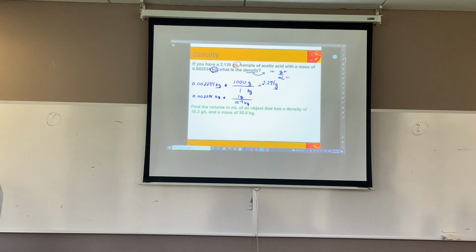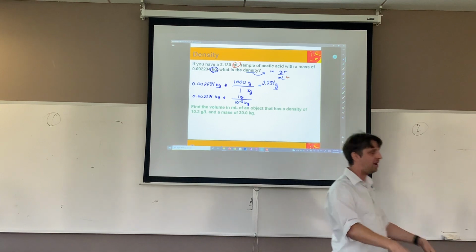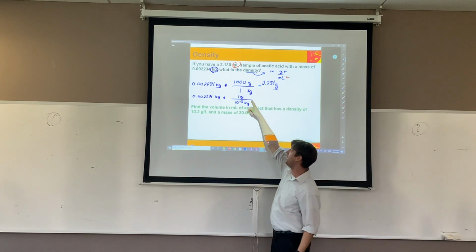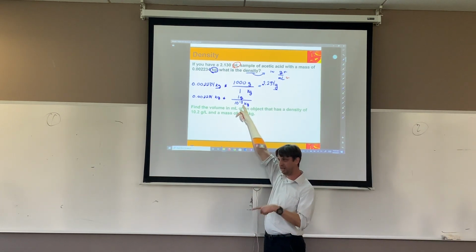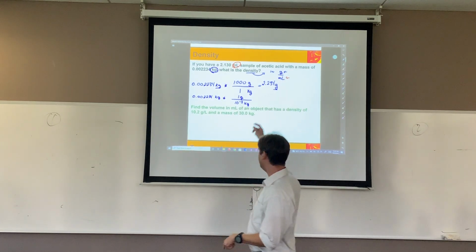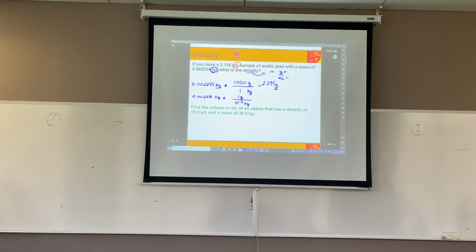What is the difference between these? Okay? Well, the difference is what? On top, I am saying for every 1,000 grams, I have 1 kilogram. Here I have for every 1 gram, I have a 1,000th of a kilogram. What does 10 to the negative 3 mean? Right? 10 to the negative 3, right?